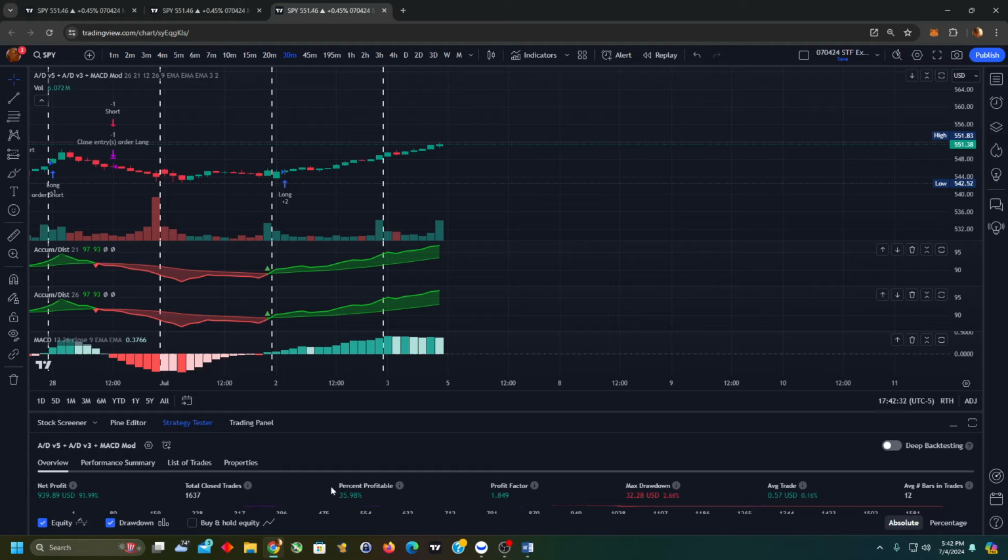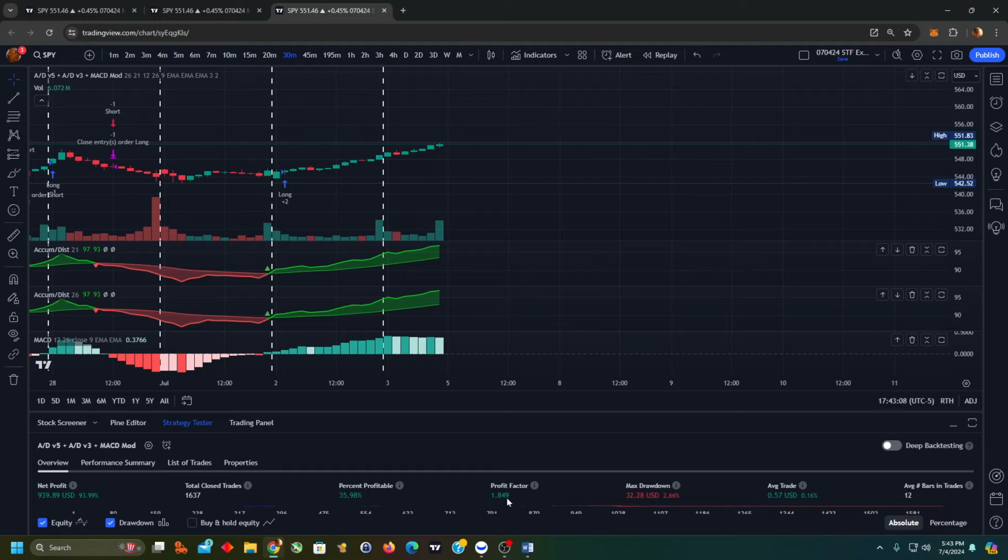I'm not as concerned with percent profit. Sorry, I misspoke. I meant net profit. I am not as concerned with percent profit as long as we have a positive profit factor. So what does that mean? This strategy only wins about 36% of the time, right, on this time frame with these settings. But it has a 1.85, let's say, profit factor.